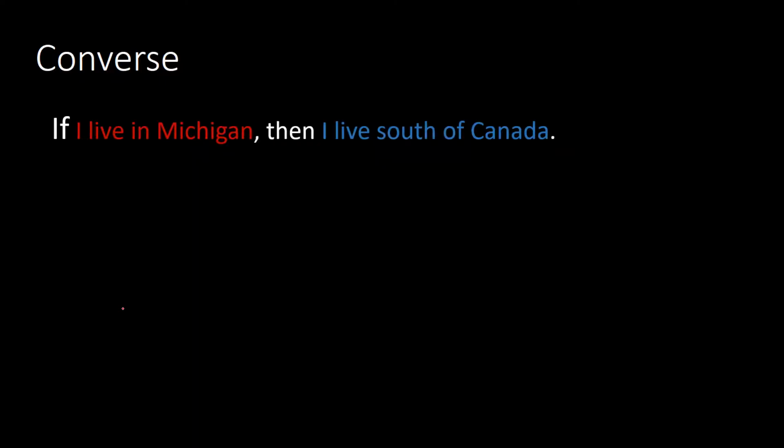So for example, if I were to say, if I live in Michigan, then I live south of Canada. This is your conditional statement. And if you're asked to tell me what is the converse of this statement, all you do is you simply switch the if and the then portion. So instead of saying, if I live in Michigan, you would say, if I live south of Canada.